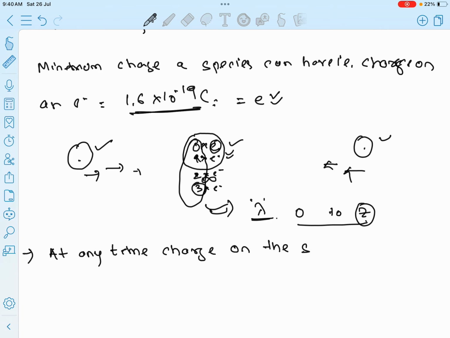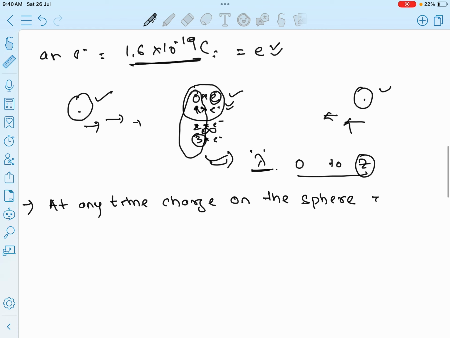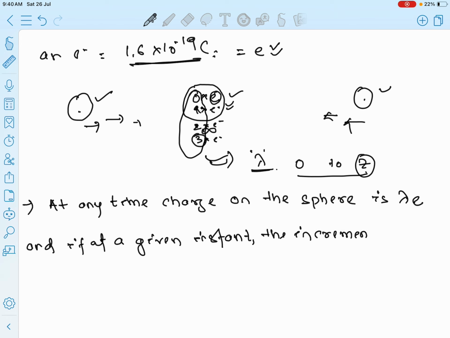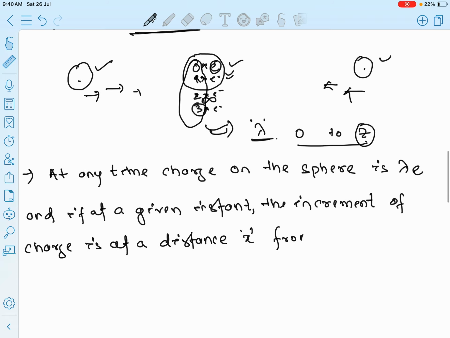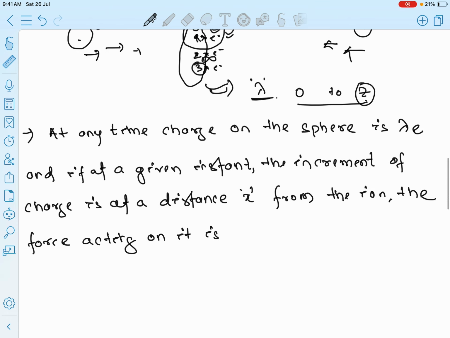Okay, so now you can write here: at any time, the charge on the sphere is lambda E. And if at a given instant the increment of charge is at a distance x from the ion, the force acting on it is, what is the force?